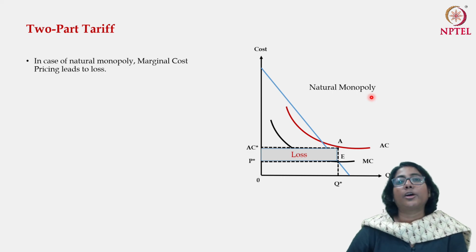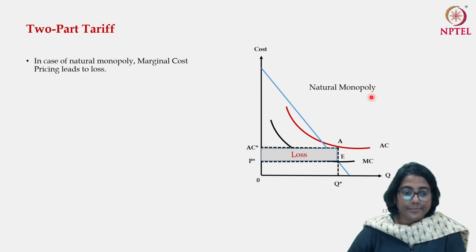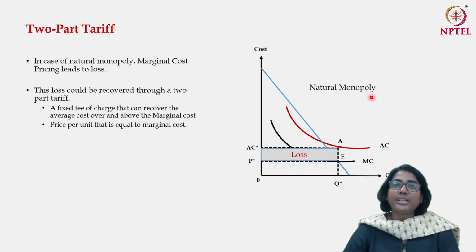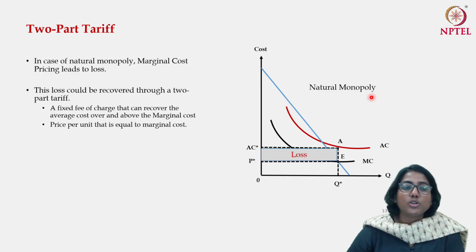In that case, the question becomes, where does the remedy lie? The remedy lies in the two-part tariff. This is a common tariff structure in the case of energy, especially electricity supply. So what is the two-part tariff? This says that the tariff will have two parts.